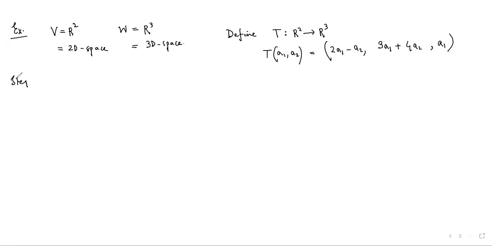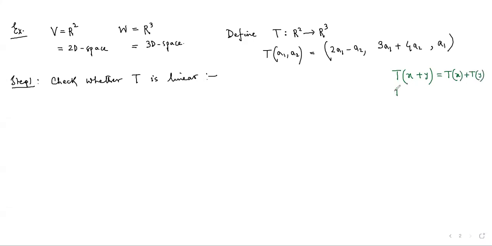So step number one, check whether T is linear. How do we do it? I showed in the last class that one way is to check that T of x plus y is Tx plus Ty, and you check that T of Cx is equal to C into Tx. You can do it individually, showing number 1 and number 2 separately, or another way to check is the following.